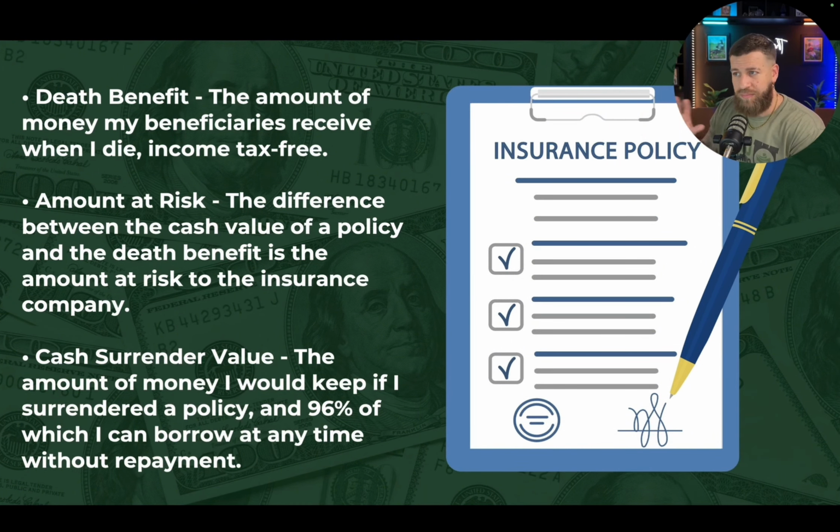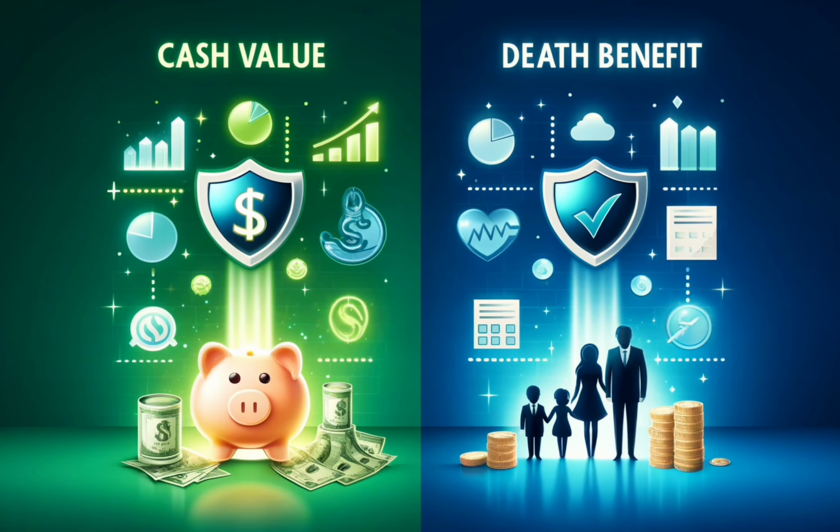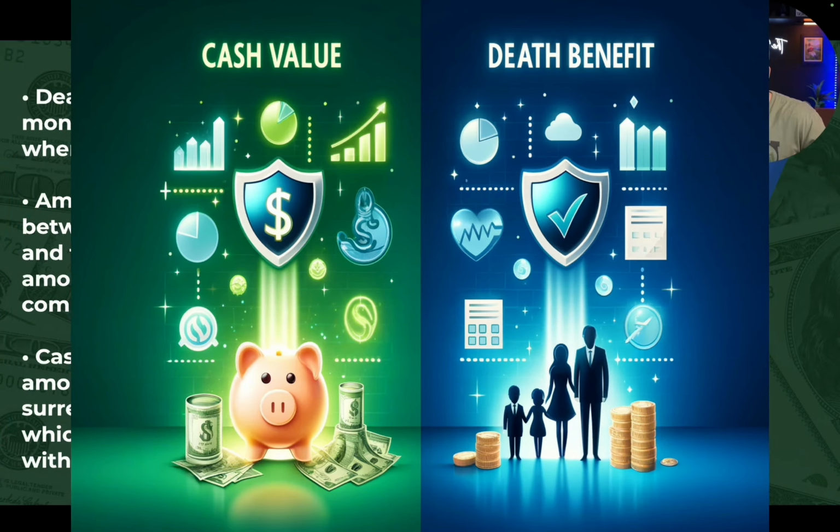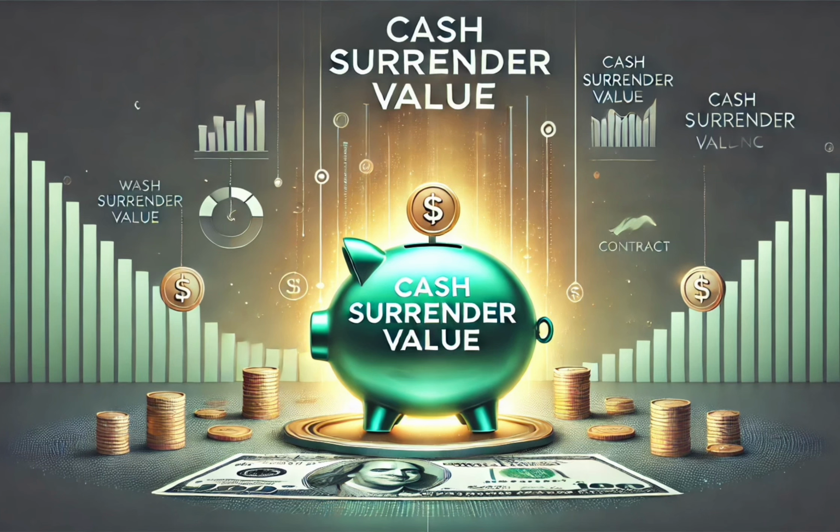Now, life insurance is very similar. The jargon is just a little bit different. You've got the death benefit, the amount of money my beneficiaries receive when I die, income tax free. The amount at risk, which is the difference between the cash value of the policy and the death benefit. It's really the amount at risk to the insurance company. The cash surrender value, which is the amount of money I would keep if I surrendered my policy, and 96% of which I can borrow at any time without repayment.